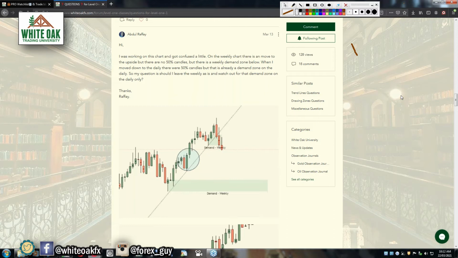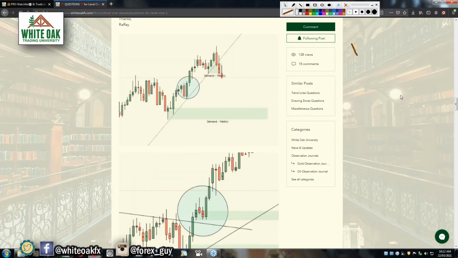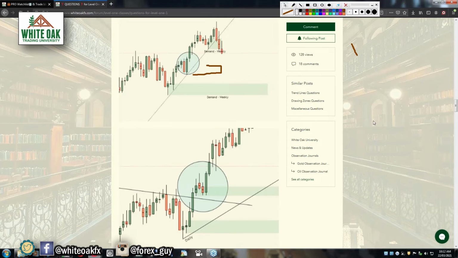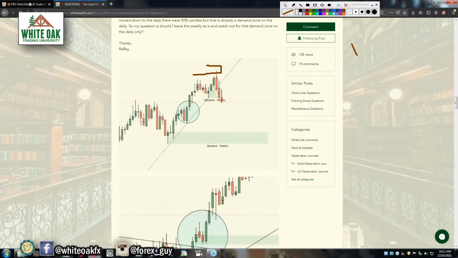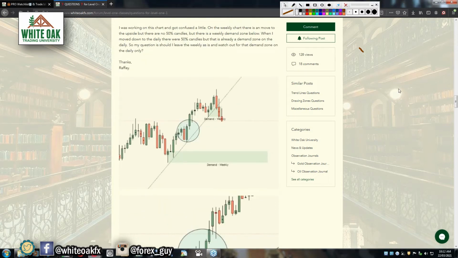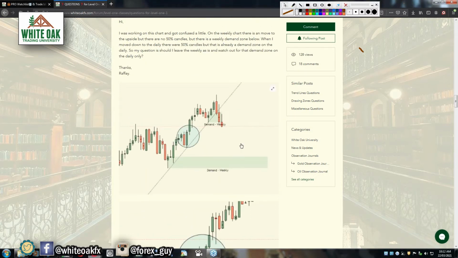No, you should demand weekly. No, we had that demand zone, I believe, and it was removed. You don't have to go down to the daily chart to see if there's a zone there when examining the weekly. Should I leave the weekly as is and watch out for the demand? No, I would be watching the weekly as well. I would be watching the weekly.